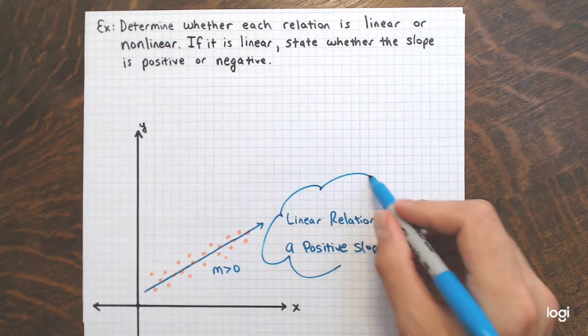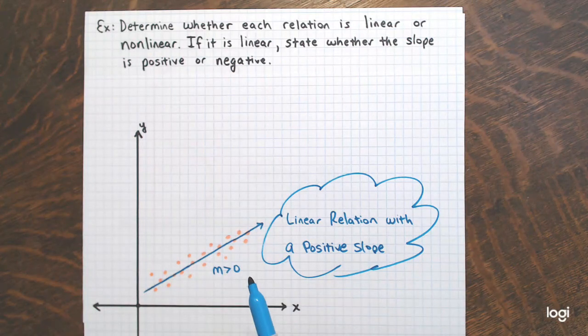So it's a linear relation with a positive slope, or you might just say that the variables x and y have a positive linear relationship. Okay, and that's really it.